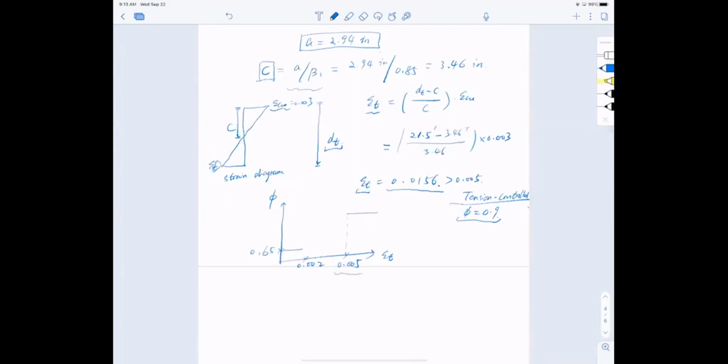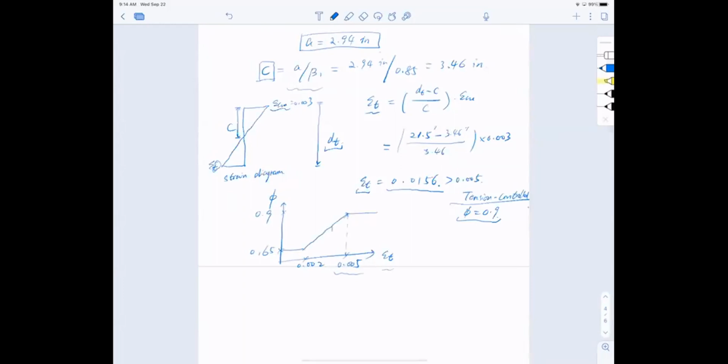So if my epsilon t is greater than 0.005, what do I have here? 0.9. There you go. That's right. So thank you very much. And then I can connect the lines, right? Connect the 2 points and give my linear interpolation lines. Okay. All right. So now that is my phi.